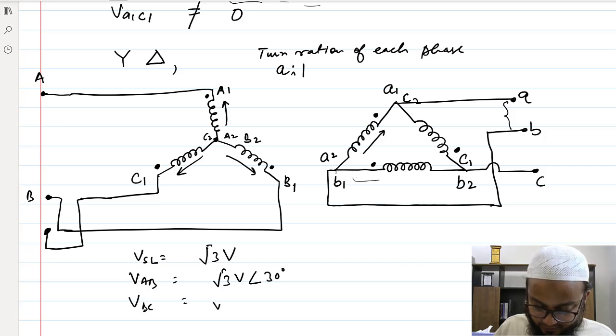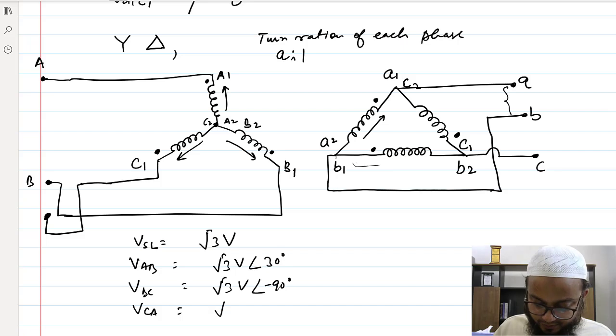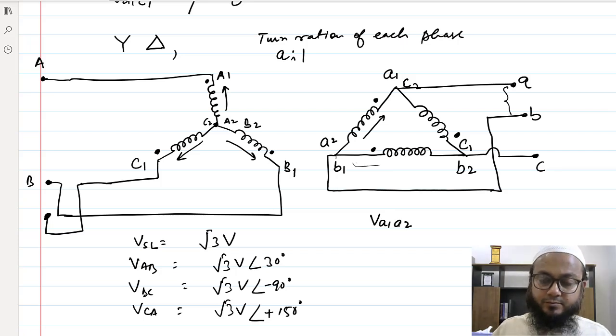VBC would be √3V at an angle of -90 degrees, and VCA would be √3V at an angle of +150 degrees. So obviously, if you see the secondary side of this transformer, what is this voltage? VA1A2. Okay, that is the voltage at the secondary of this transformer 1.